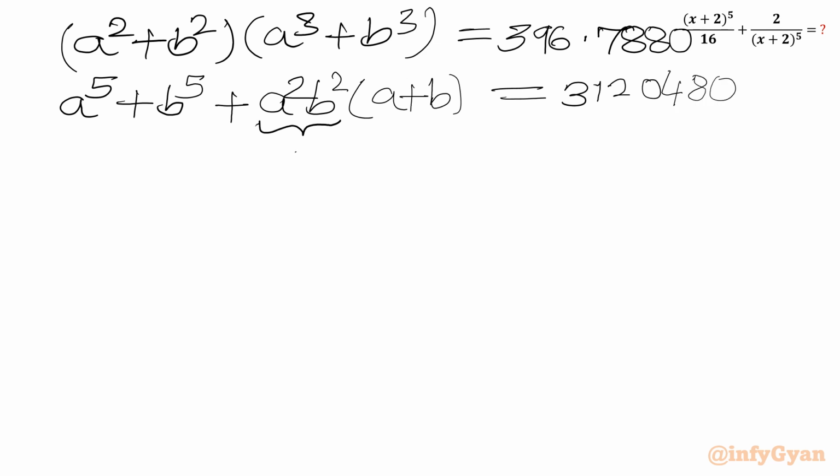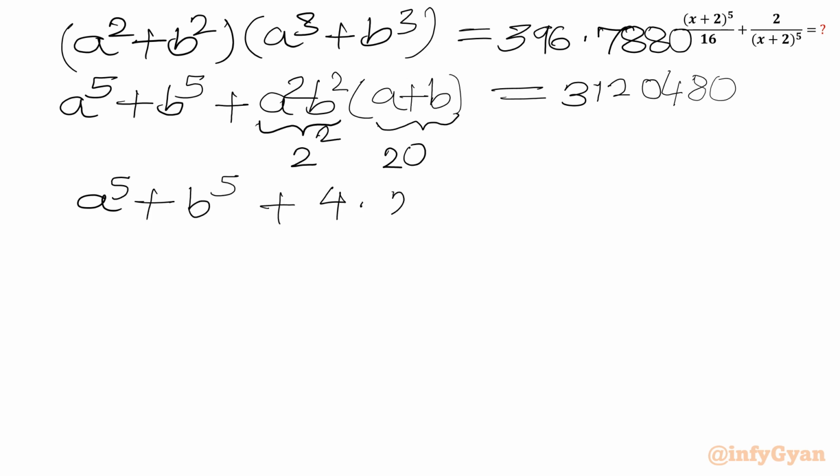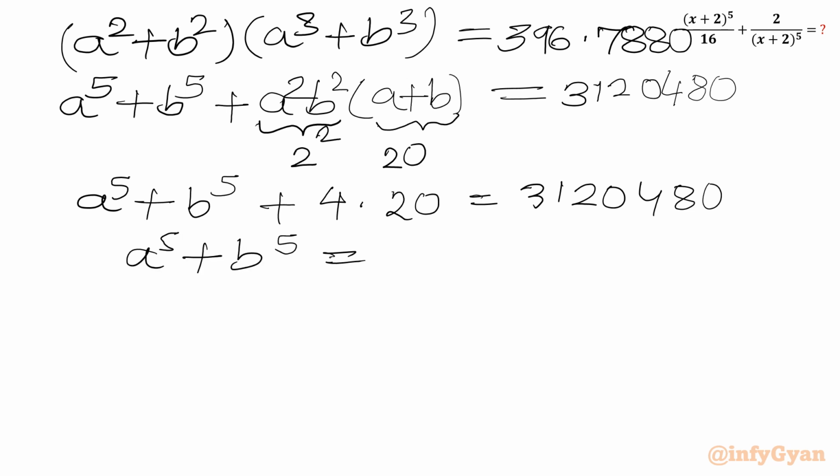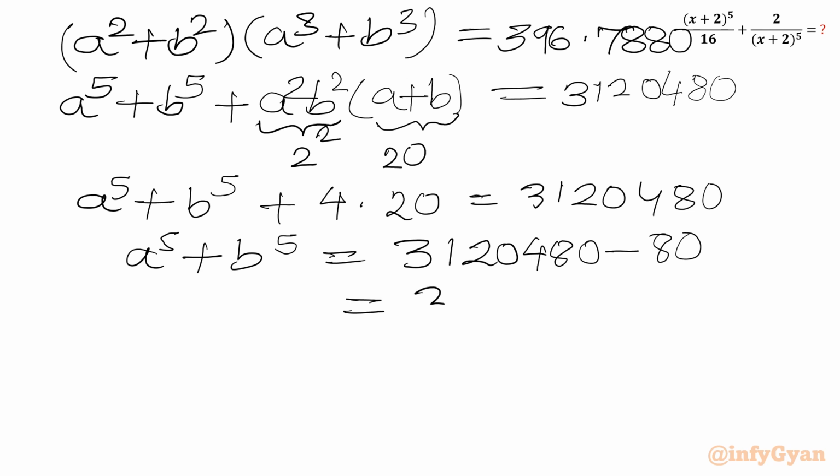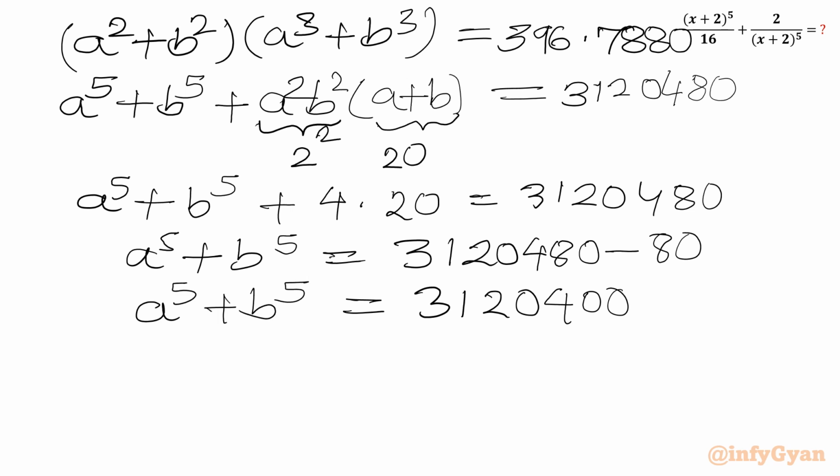Now we will write here, this is 2 square and this is 20. So I can write a power 5 plus b power 5 plus 4 times 20 equal to 3120480. So a power 5 plus b power 5 will be equal to 3120480 minus 80. So I can write 3120400. This will be the value of a power 5 plus b power 5.